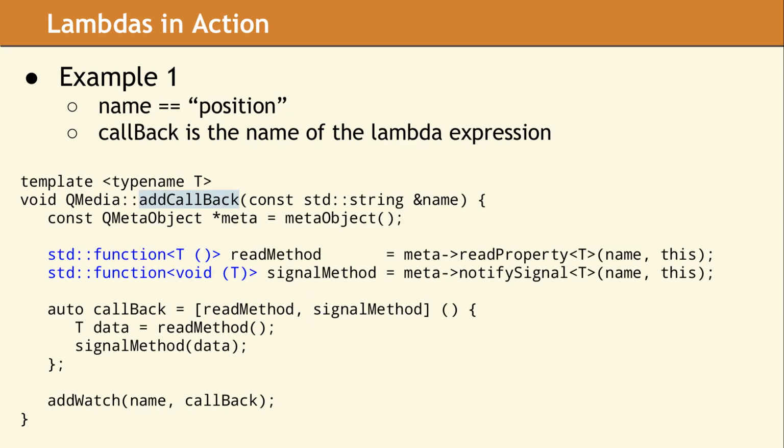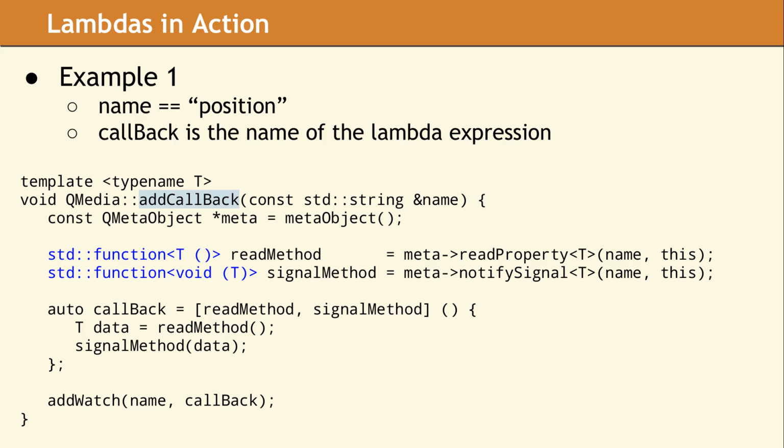The code in the AddCallback method is the interesting part. The goal is to create function objects and then capture them in a Lambda expression. We are not invoking the function objects in this method, but rather storing them in the closure so they can be invoked later on. The first thing we need is to obtain the meta object for the QMedia class.